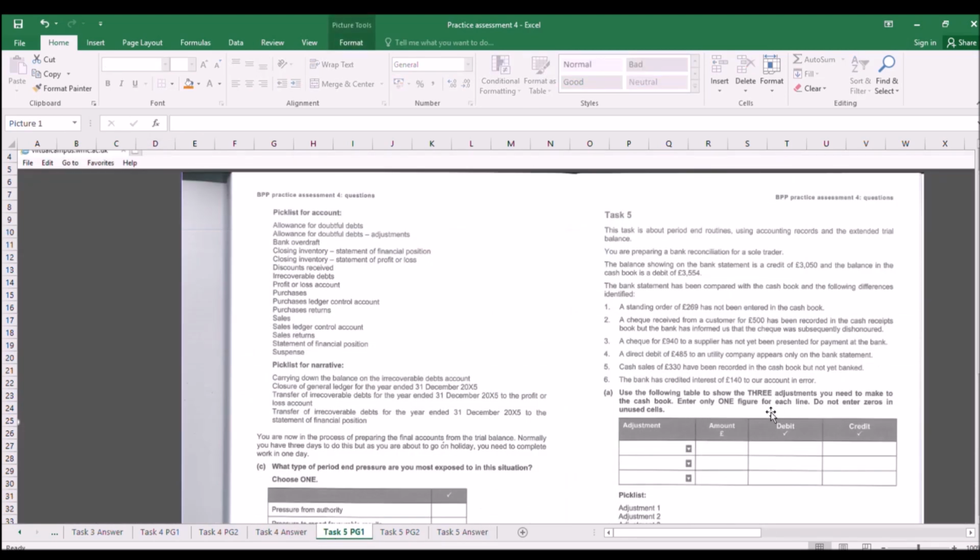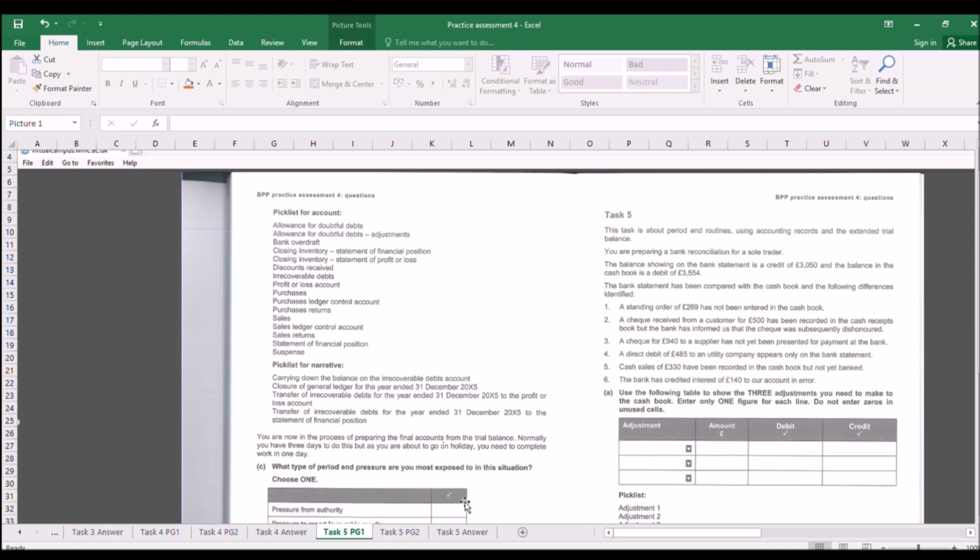Right, use the following table to show the 3 adjustments you need to make to the cash book. Alright, okay, so the cash book. Enter only 1 figure for each line. So we've definitely got the utilities one that's going to have to come across. And there, that's going to be the number. That was the 4. Standing order definitely comes across.